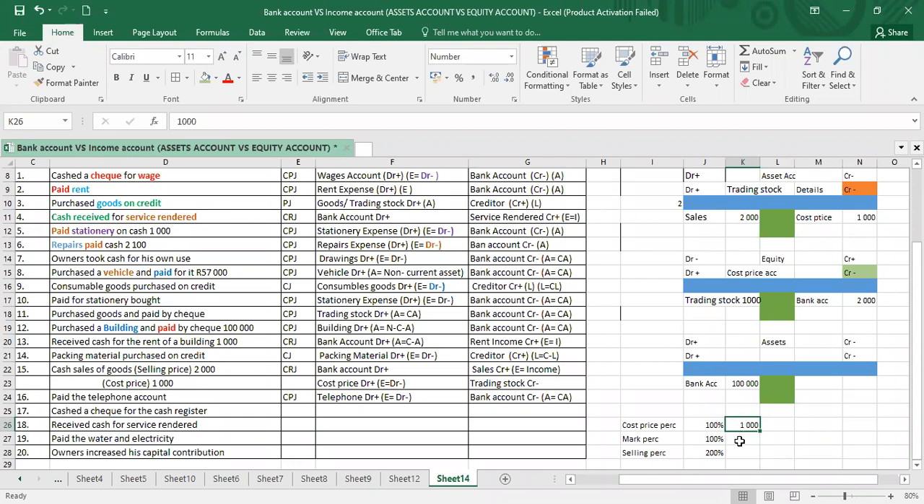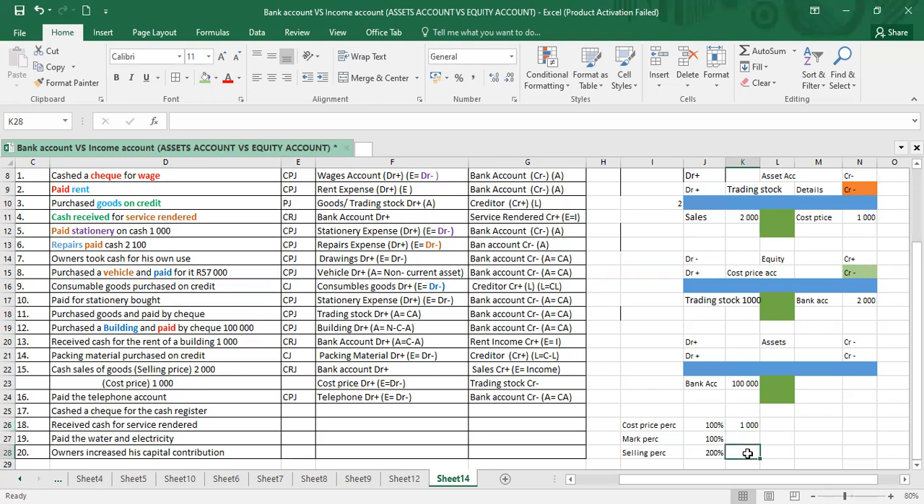So now we want to calculate our selling price. To get the amount for the selling price, we're going to use the 1,000 rand, and we're also going to use the markup. We're going to use the cost price percentage, markup percentage, together with the selling price percentage to get the 2,000 rand, which is the selling price. The 1,000 is the cost price. We want to calculate the selling price.